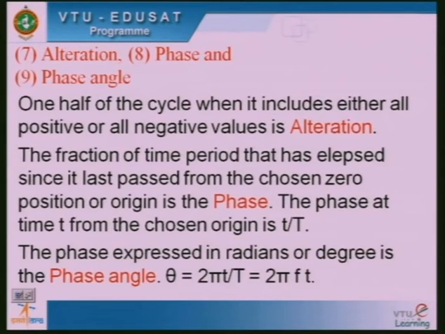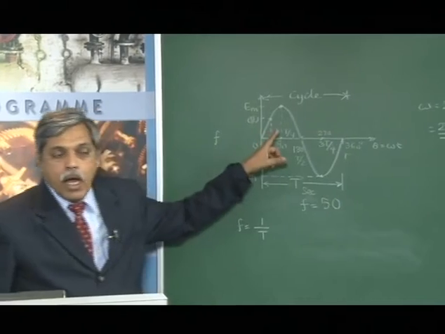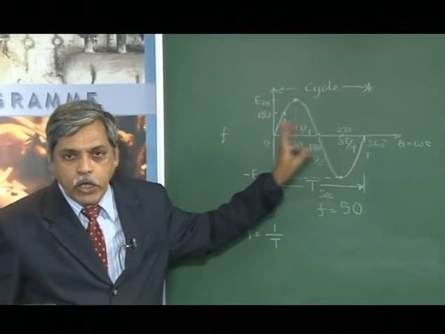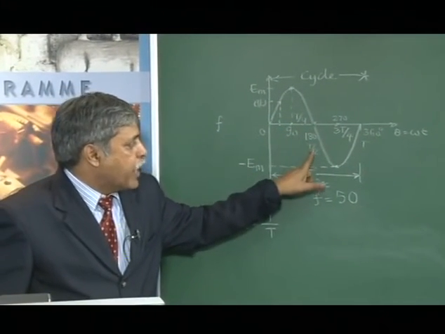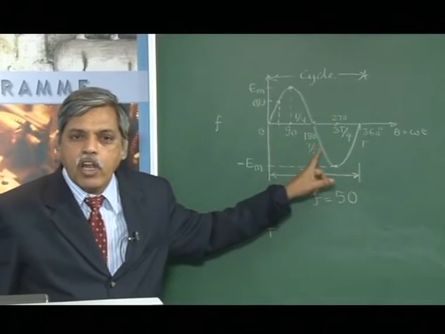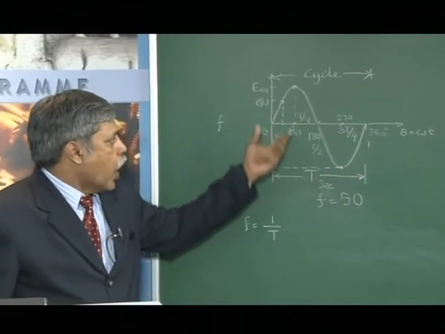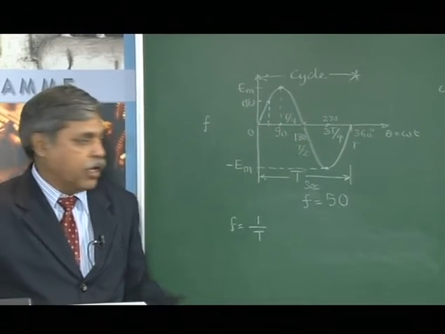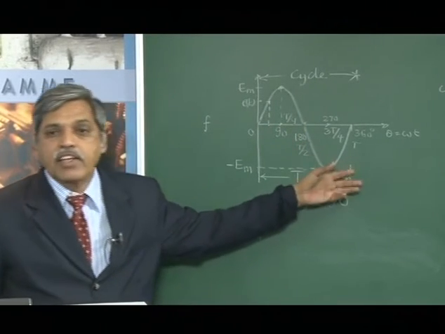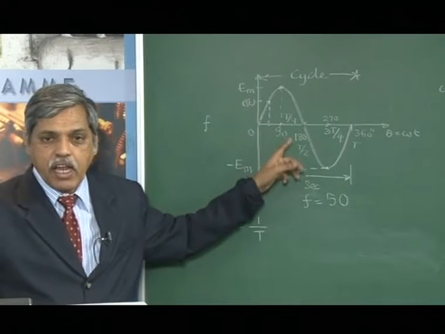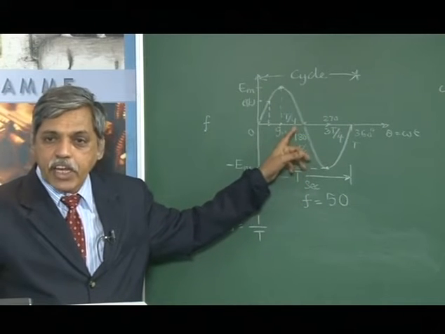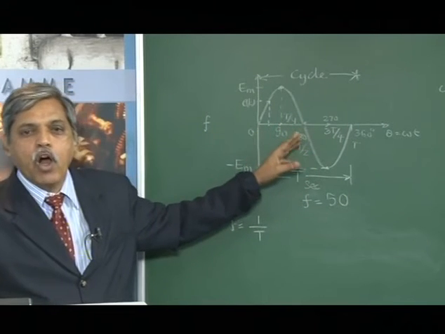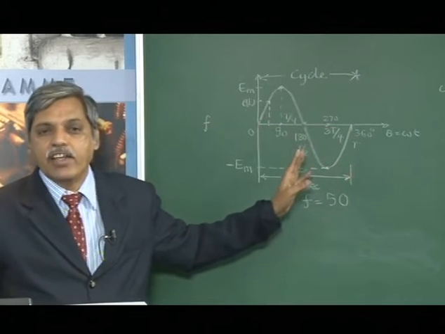Then I have alternation. See here, from 0 to T by 2 seconds I have all positive values, and from T by 2 to capital T seconds I have all negative values. So I can call this set of positive values one alternation, and the negative set is another alternation. One half cycle, when it includes either all positive or all negative values, is an alternation.